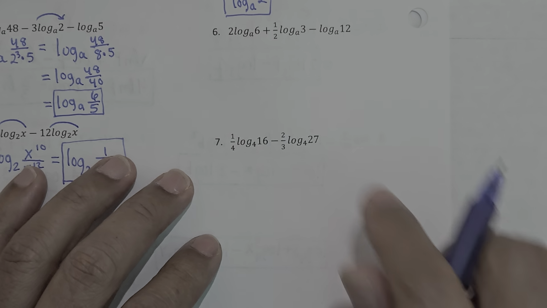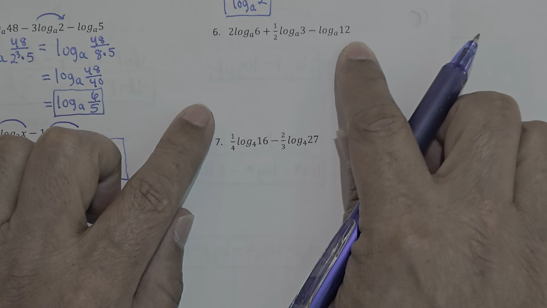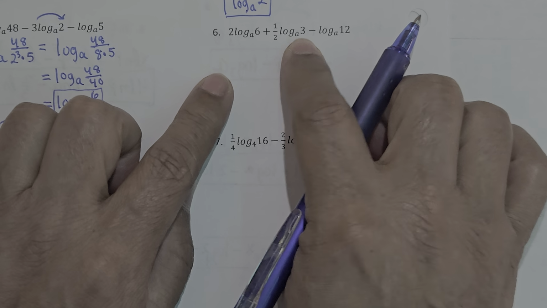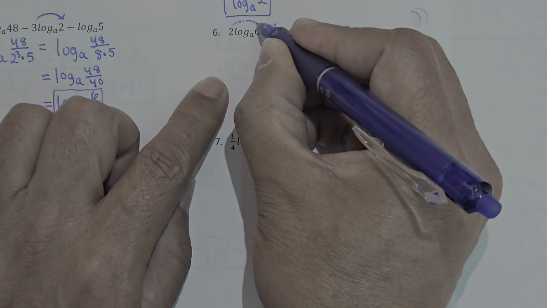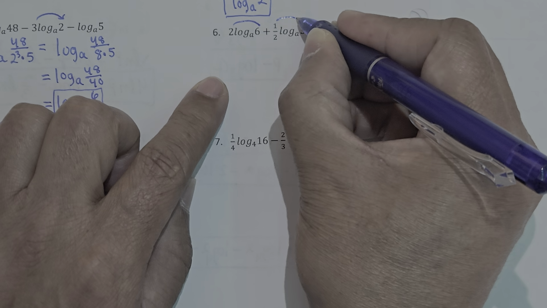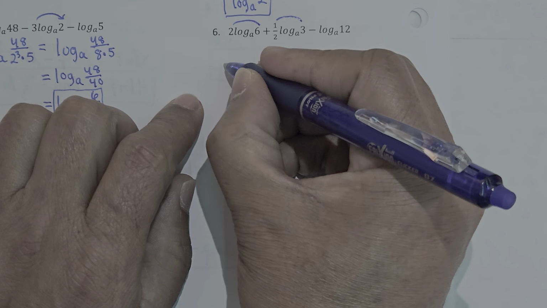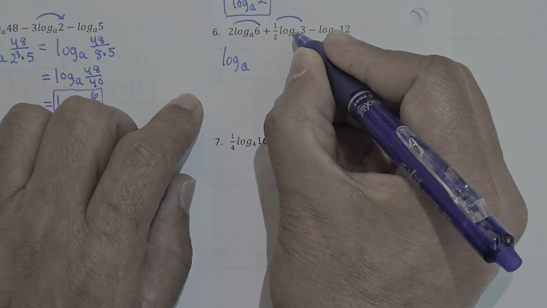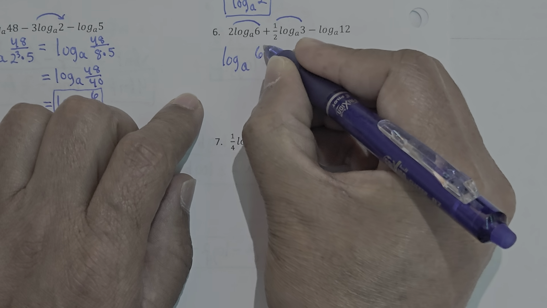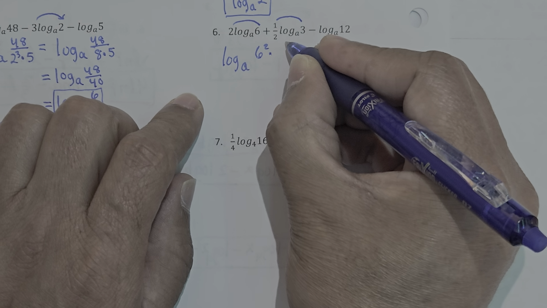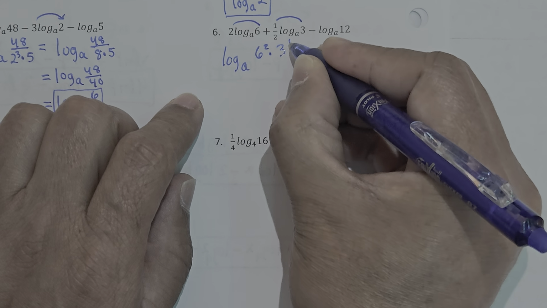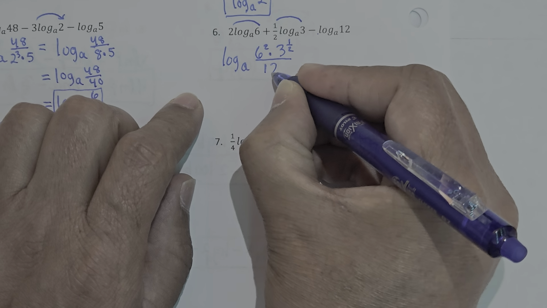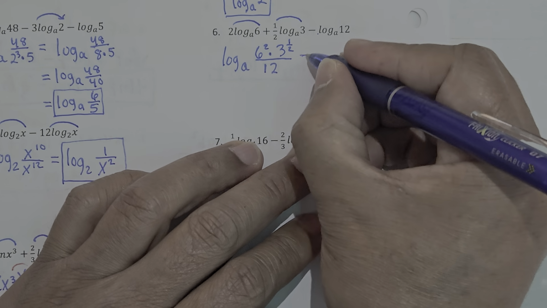Example number 6. So for this one, we have 3 logs. So we need to condense to a single log. And there are several properties that I need to apply. I think I'm going to do this in just 2 steps. Okay. So I'm going to apply this 2 as a power to the 6 and also this 1/2 as a power to the 3. So let's see. So I'm going to condense to a single log. So this is log base a of, this is plus, so that means we have 6 squared times 3 to the half power, right? So this is 3 to the half power. And then this is minus, so that means this goes in the denominator. So over 12.